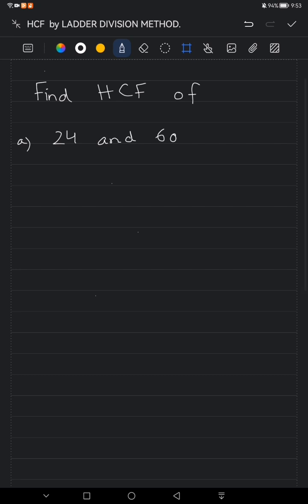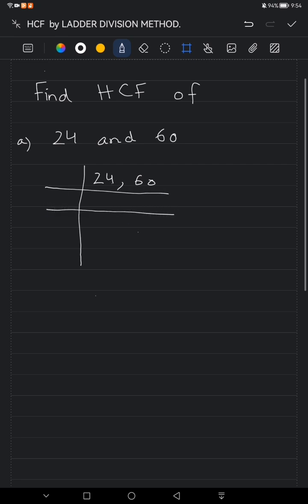Okay, if we have two numbers 24 and 60 and we want to find the HCF of these two numbers using the ladder division method, what we are going to do is we will write them first of all together. Now if you remember, in the prime factorization method we used to factorize the given numbers separately, but in the ladder division method we are going to do them collectively. So we will write 24 and 60 together.